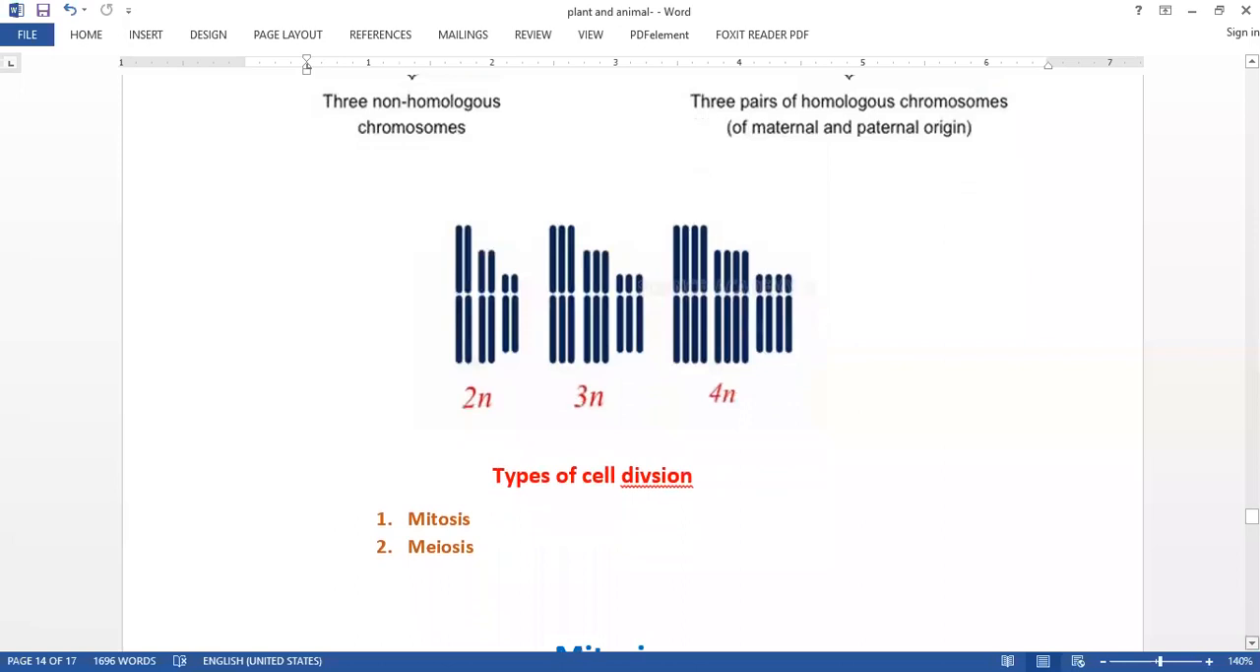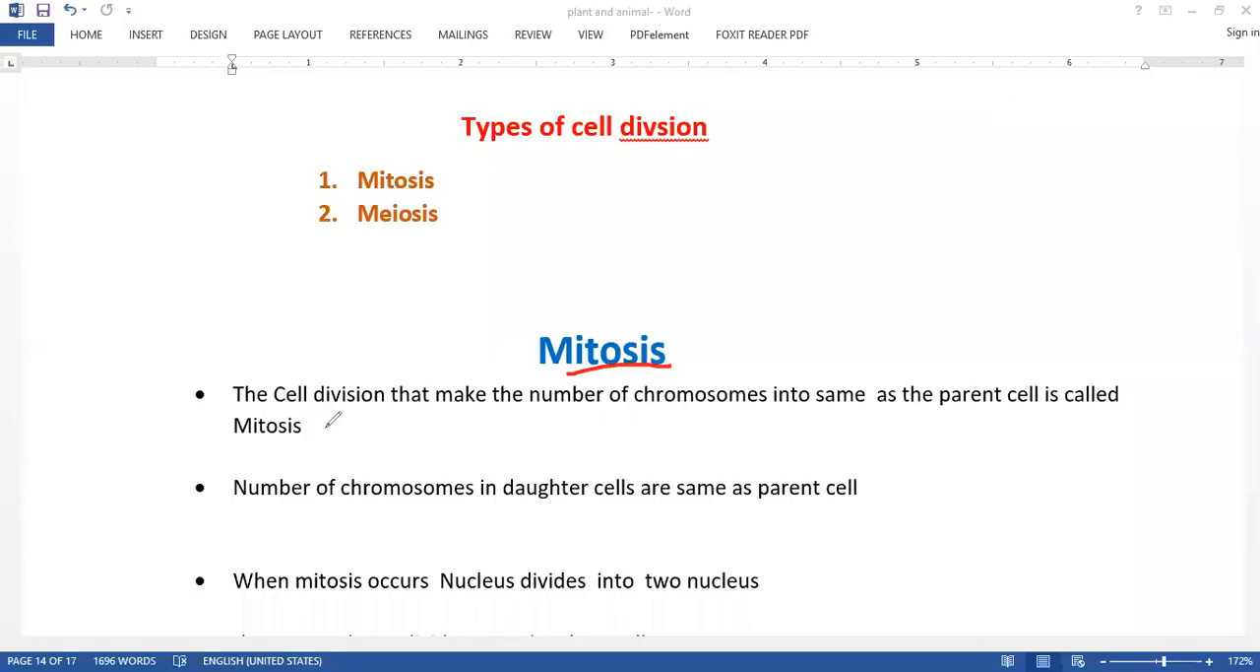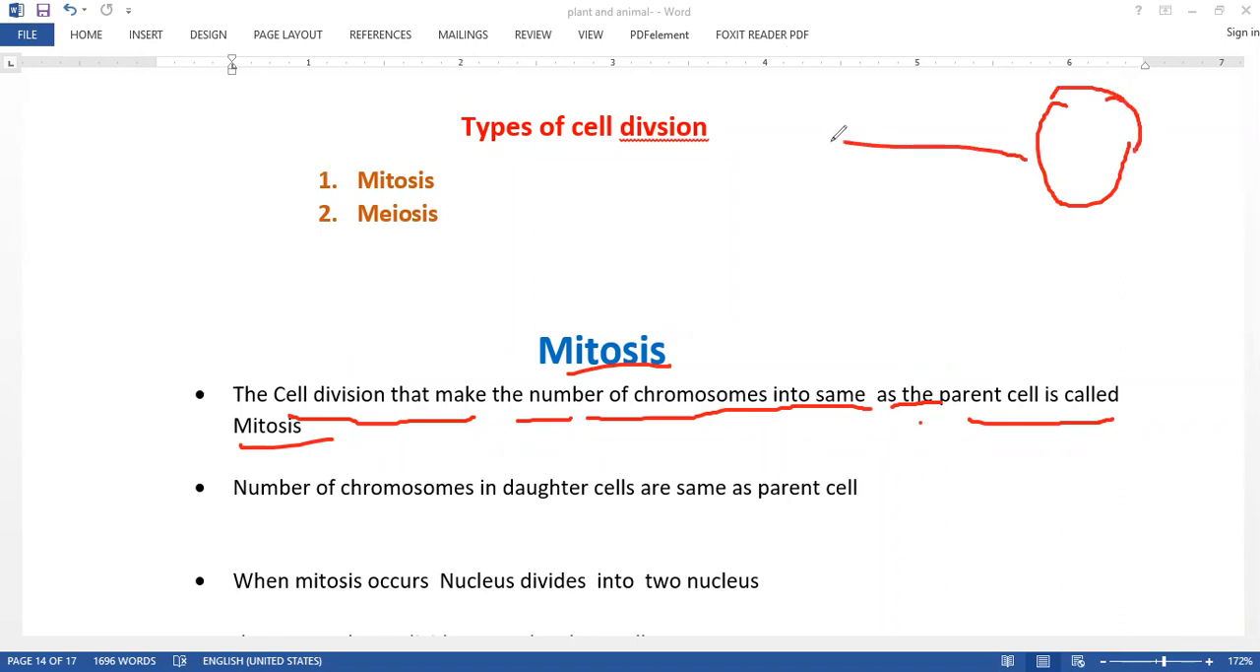Now, let's move to one of the most important parts. Shall we stop or shall we continue? Actually, the cell division that makes the number of chromosomes the same as the parent cell is called mitosis. For example, there is one cell here, and from this cell two cells are produced. When the cell divides, two stages happen. One is nucleus division, the second is cytoplasm division.